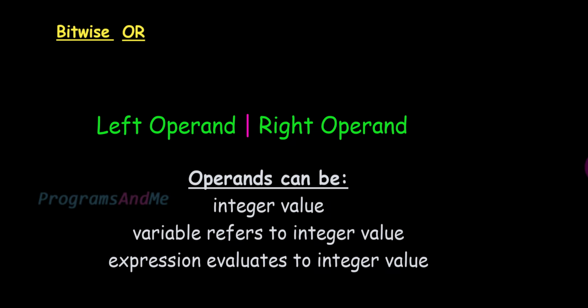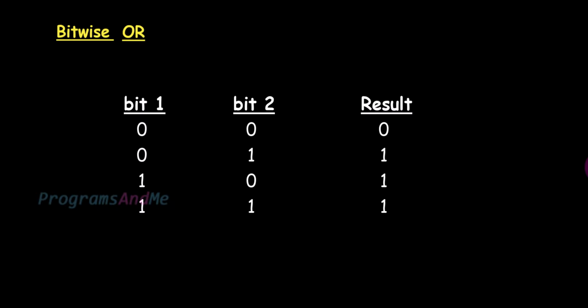And here the operand can be a value, variable or expression, but the final result will come from that expression, or if you use a variable here, it must refer to an integer number. As we know, bitwise operators work only on integer numbers, right? So the operand must be an integer number. This operator compares the binary representation of two numbers bit by bit and returns a new number, where each bit is 1 if the corresponding bit of either input number is 1. Here you can refer to this table. If both the bits are 0, then only the output is 0, otherwise the output is 1.